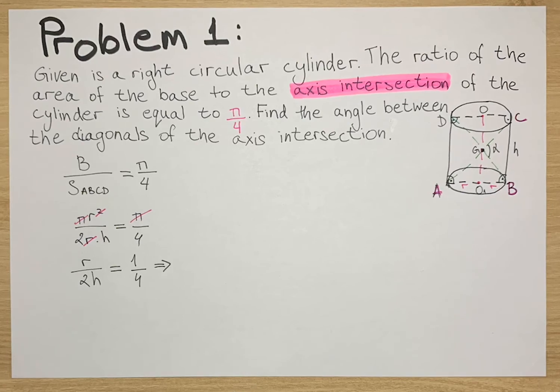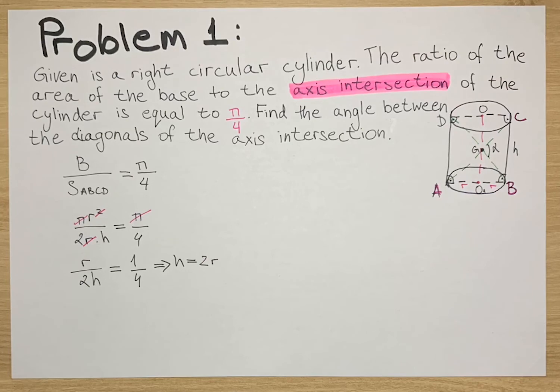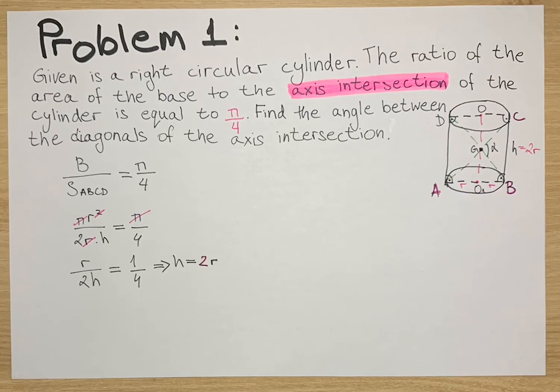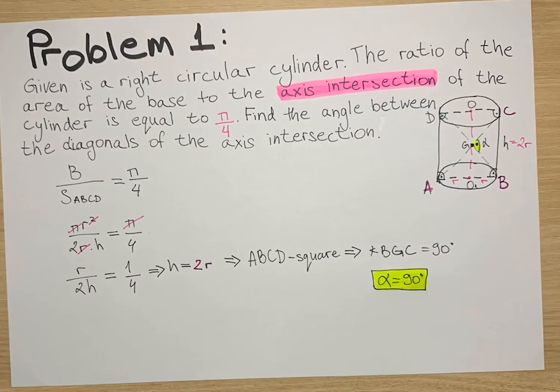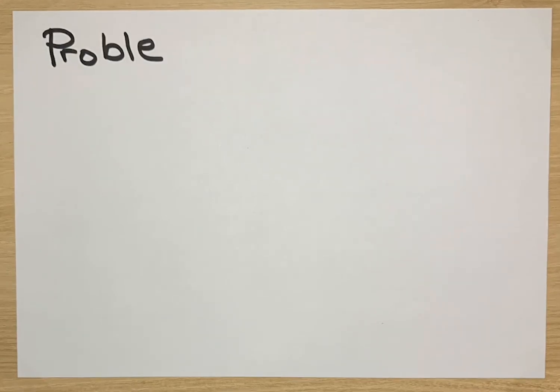From here, we can make the conclusion that the height h is equal to 2 times r. So BC is equal to 2 times r. As we can see, AB also equals 2 times r. This means that ABCD is not only a rectangle but also a square. We know that in a square, the diagonals are mutually perpendicular, so the angle alpha, which we have to find, is equal to 90 degrees. And this is the end of the problem. We move on to the next one.